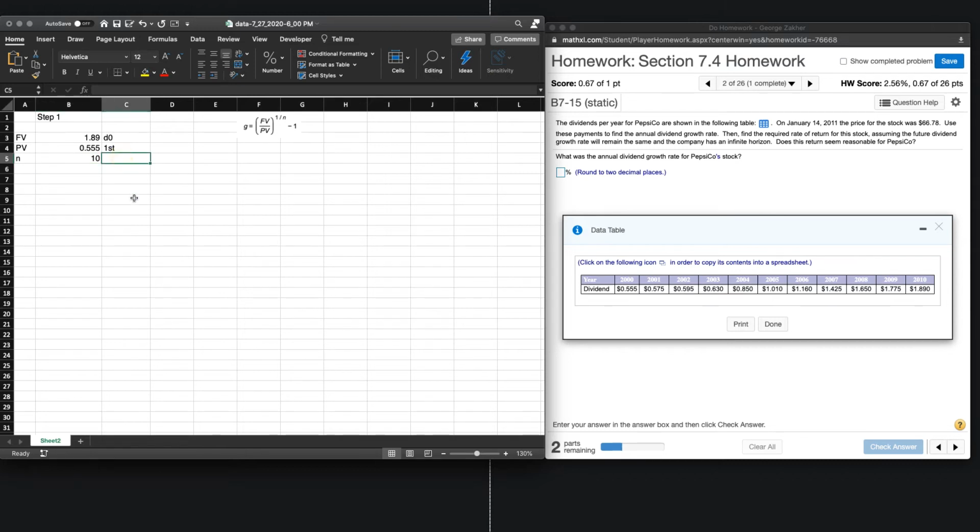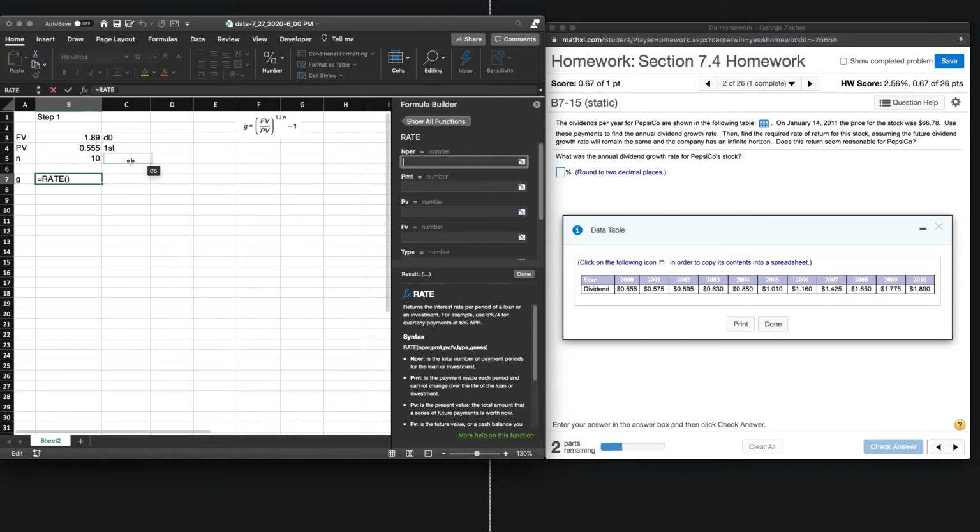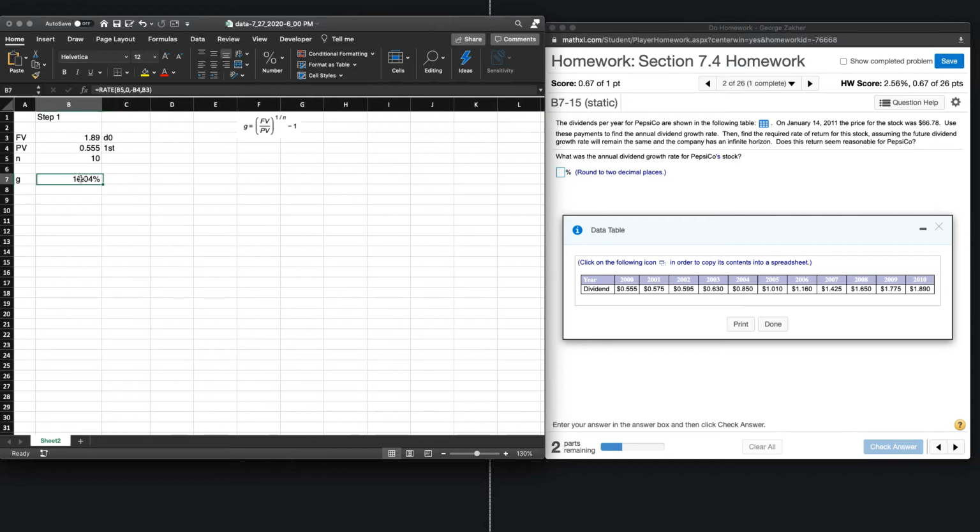Okay. So once we have those variables, in this case we're solving for g, but in terms of our function, again, it's just another rate that we're solving for. So RATE, there are no payments. We're simply comparing the present value and the future value. So one of these, either the present value or the future value, needs to be negative. So I'm going to make the present value negative, and our future value will be positive. And that's all we need to input. And we have it nicely rounded to decimal places. Okay, so that's 13.4%.